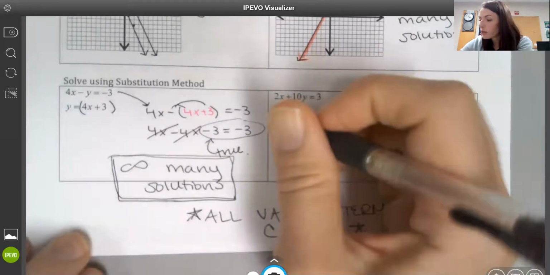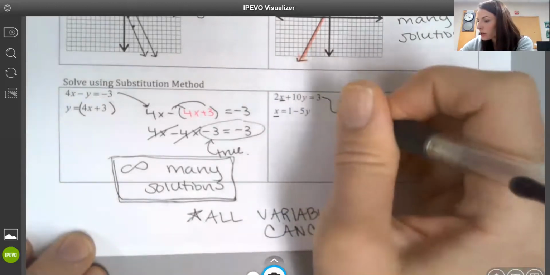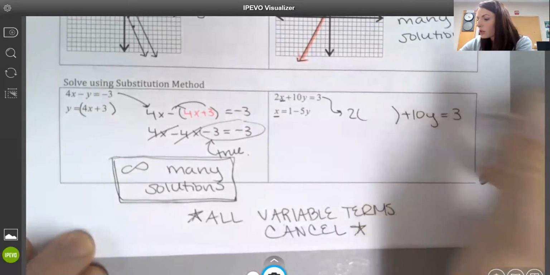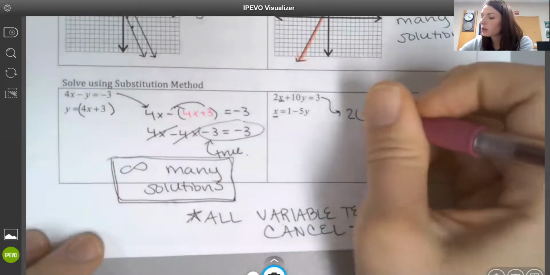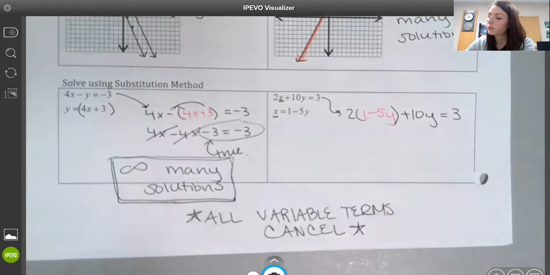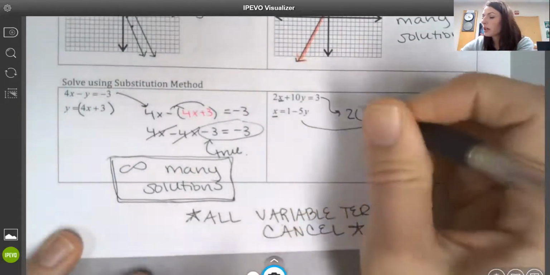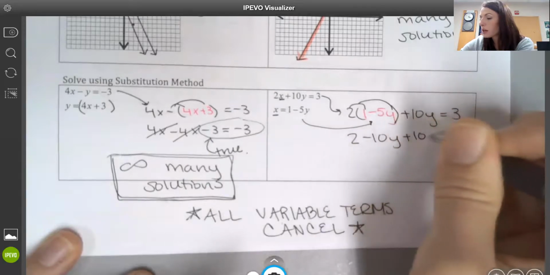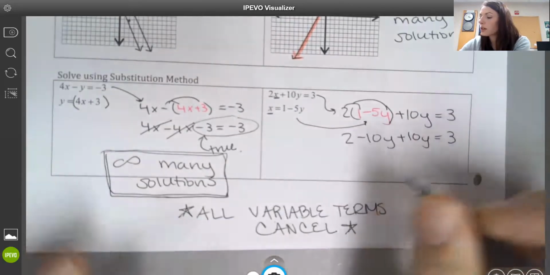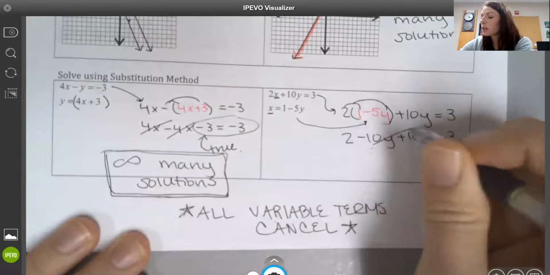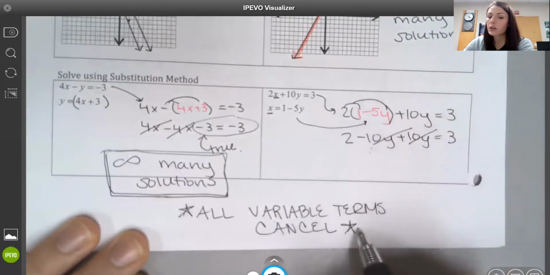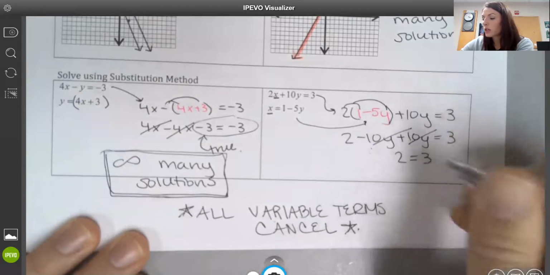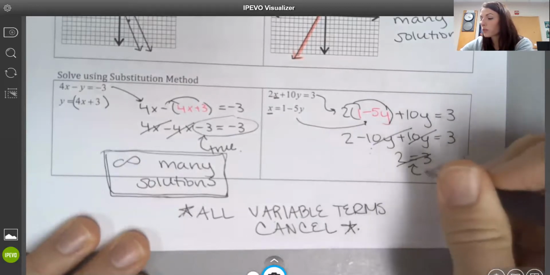On my other case, again, I already have solved for one of my variables. So where x is, I'm going to substitute in what x is equal to, which is 1 minus 5y. I'm just plugging in, distributing that 2. So I get 2 minus 10y plus 10y equals 3. Negative 10y, positive 10y. Again, that happened, right? All of the variable terms canceled. And I'm left with 2 equals 3, which is not true.